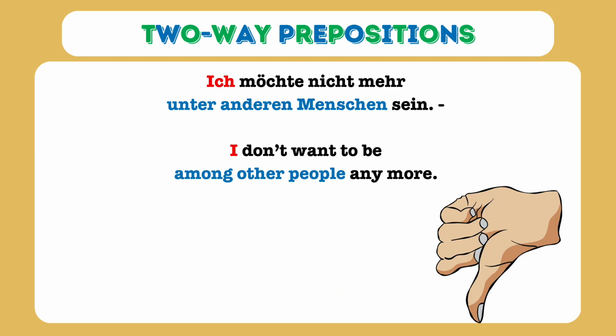Dative case. Ich möchte nicht mehr unter anderen Menschen sein. I do not want to be among other people anymore. This literally says under other people, but we mean it figuratively when we say this in German, so we say unter anderen Menschen, to be among other people. This uses the dative case because we're again talking about something as a static location, which in this case we're talking about it more figuratively, but it is still a static location.